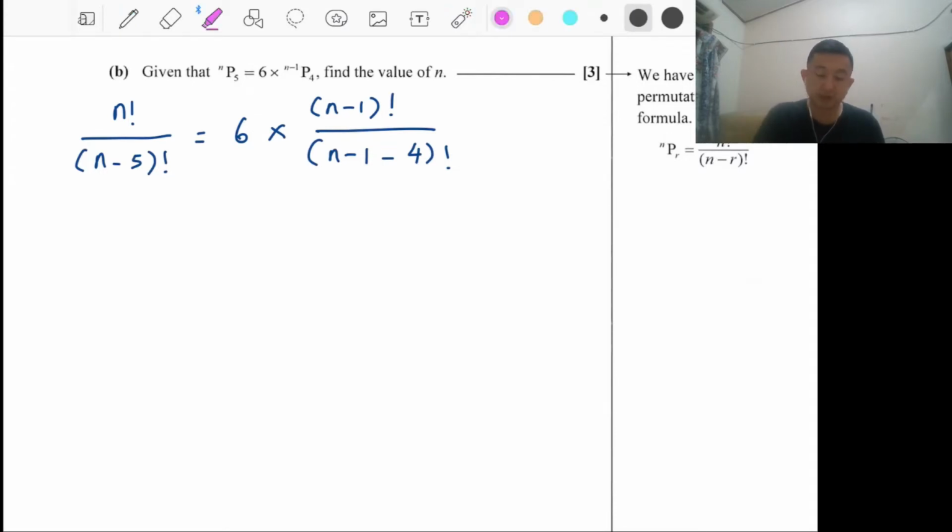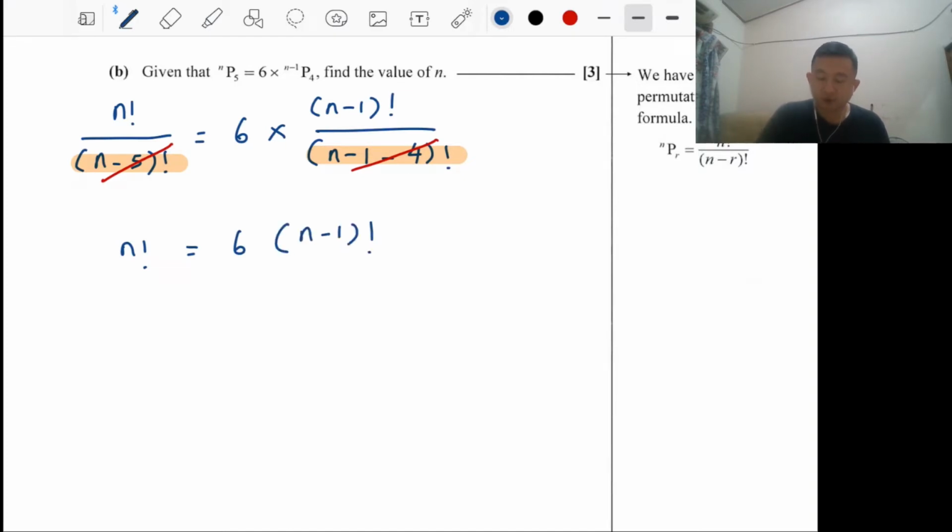This is very simple actually. n minus 5 factorial, this is also n minus 5 factorial, same level as part of the denominator. You can cut. Once you cut, then you have n factorial equals 6 times n minus 1 factorial.